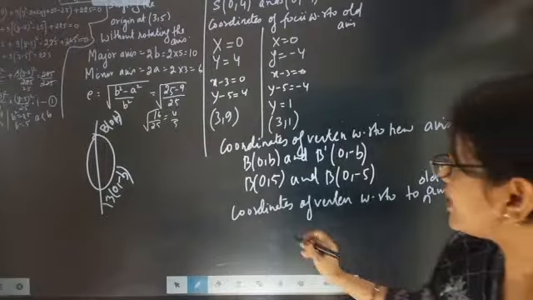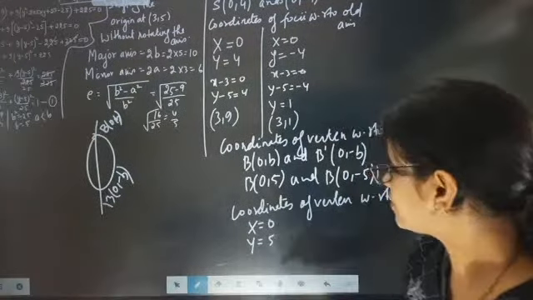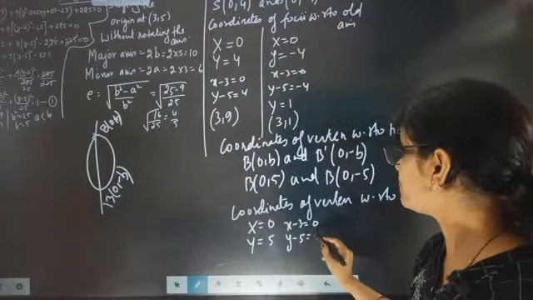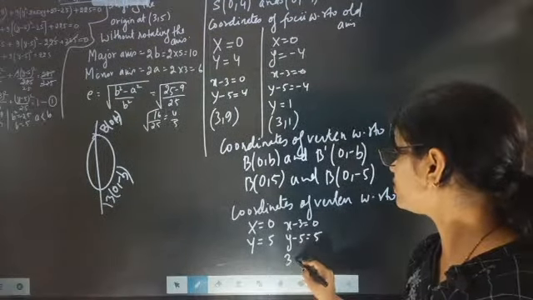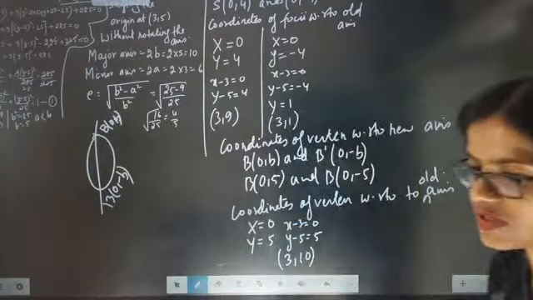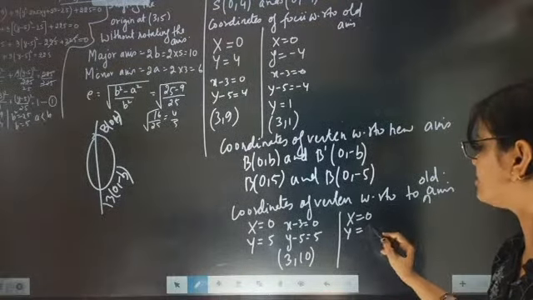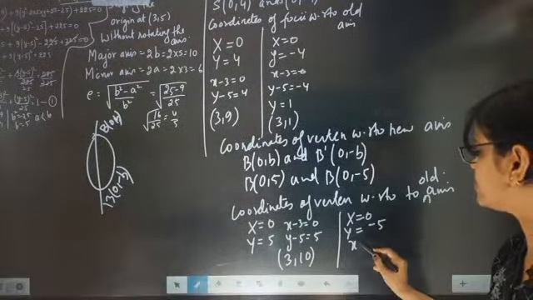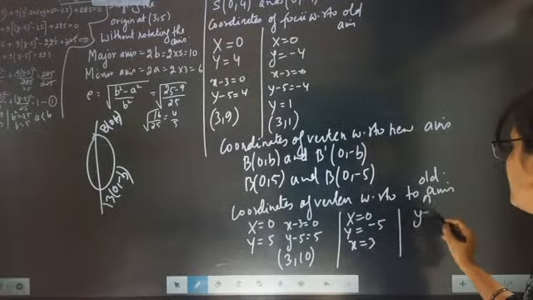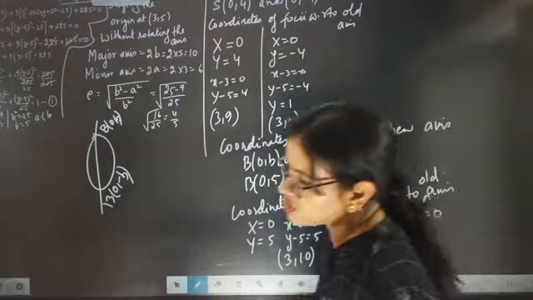So now that time x will become 0, y will become equal to 5. So x minus 3 equal to 0, y minus 5 equal to 5. So this point will become 3 comma 10. So the vertex point will become 3 comma 10. Absolutely correct, Gautam. Second one, x equal to 0, y is coming as minus 5. So x will be equal to 3 and y will be coming as 0. So the second vertex point will become 3 comma 0.